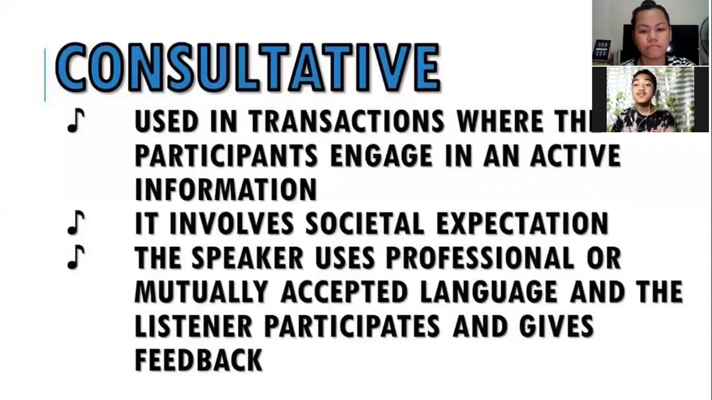Next, the speaker uses professional or mutually accepted language, and the listener participates and gives feedback. So, meaning to say, the one who is sharing information should use a language that is understandable nung kausap mo. Say, for example, yung example ni Ms. Hampak, a doctor giving a diagnosis doon sa patient, right? Kapag sinabi niya yung term na hindi naiintindihan, malay niya ba doon? Baka akala niya mamamatay na siya, yun pala, ubo lang. So it should be understandable by many, or by an individual. It should be translated into layman's term.